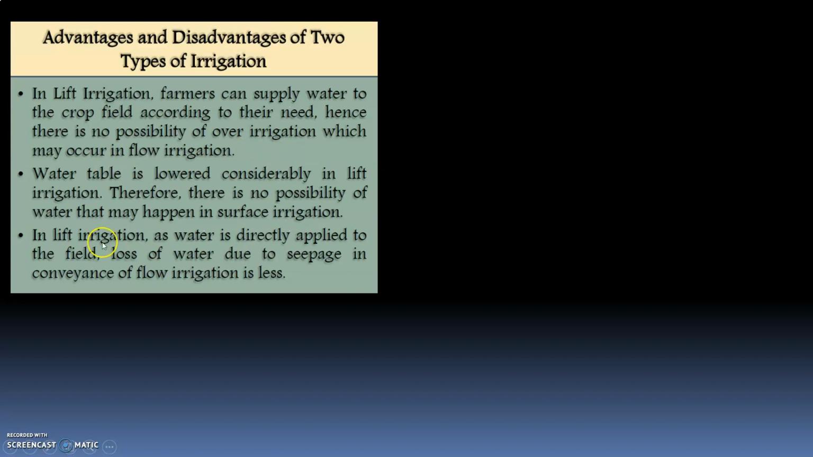The second point is that the water table is lowered considerably in lift irrigation. So there is no possibility of waterlogging, which may happen in surface irrigation. The third point is that in lift irrigation, as water is directly applied to the field, loss of water due to seepage is less, whereas in flow irrigation there is more loss from seepage during the transportation of the water.